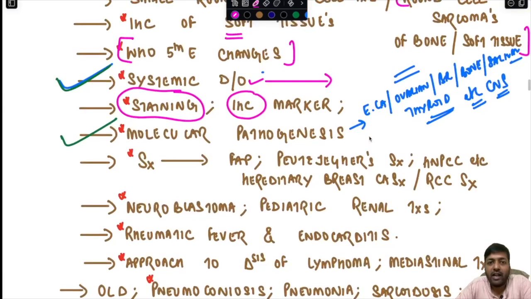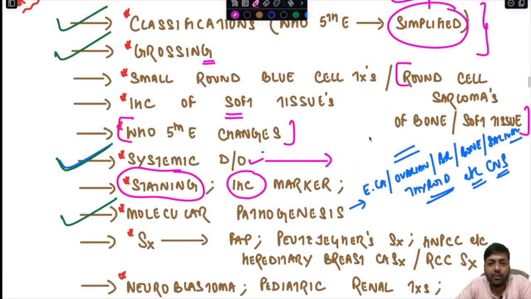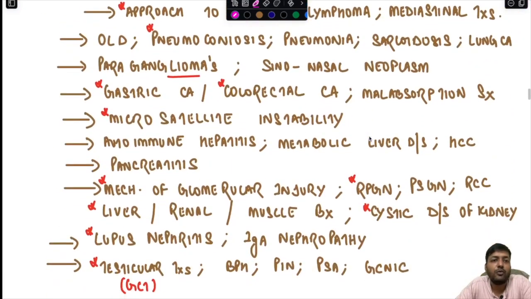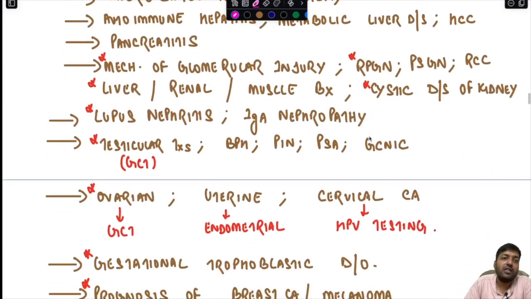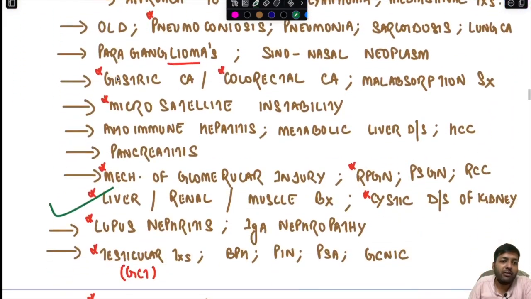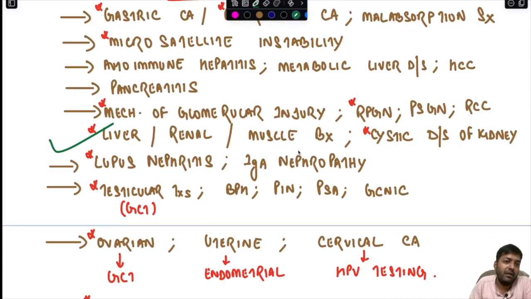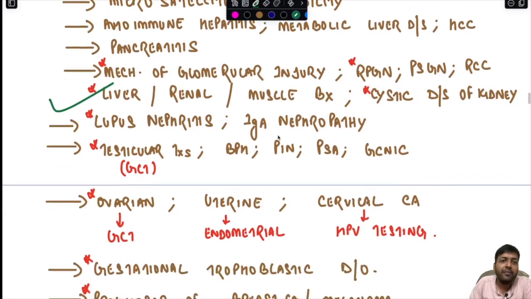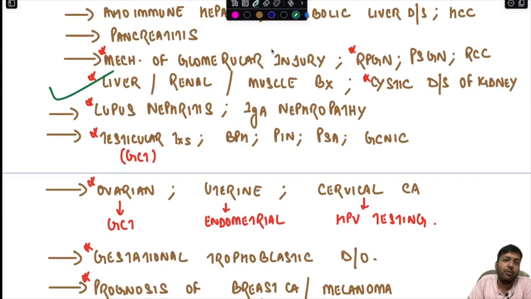And over here I forgot to tell you the molecular, yes, I have already mentioned for breast also, molecular pathogenesis for breast carcinoma also. Then one question, just like I had marked over here, one question from classification, grossing, systemic disorder, molecular pathogenesis, and one question will come from biopsy: liver biopsy, renal biopsy, muscle biopsy, to name the important ones. Then lupus nephritis, IgA nephropathy questions can come, testicular carcinomas, especially germ cell tumor, BPH, prostatic intraepithelial neoplasia, PSA, GC-NEC, and very important is the Gleason and the grading.